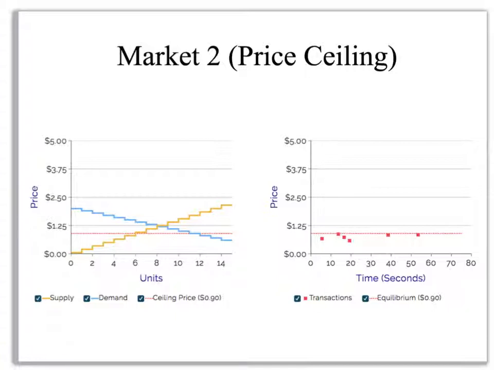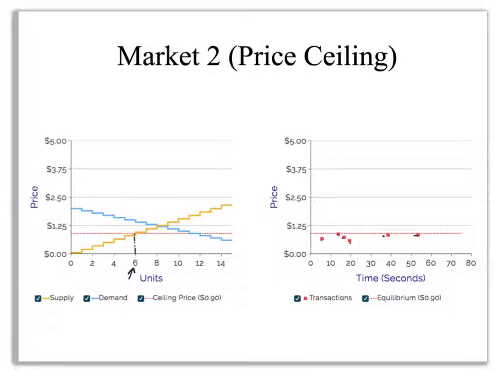So in market 2, again, we can see that the quantity of oranges bought and sold, we would expect to be 6. In this sample market, you can see that there were indeed 6 oranges bought and sold, all beneath that price ceiling of 90 cents.